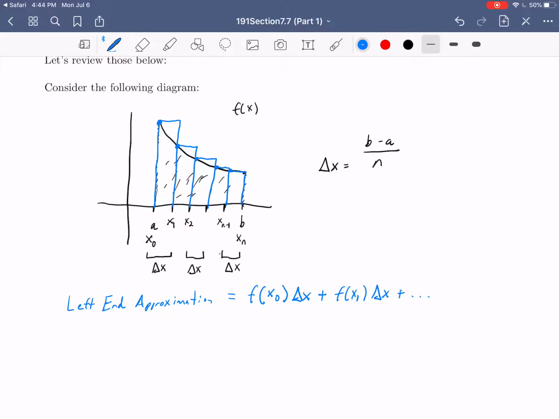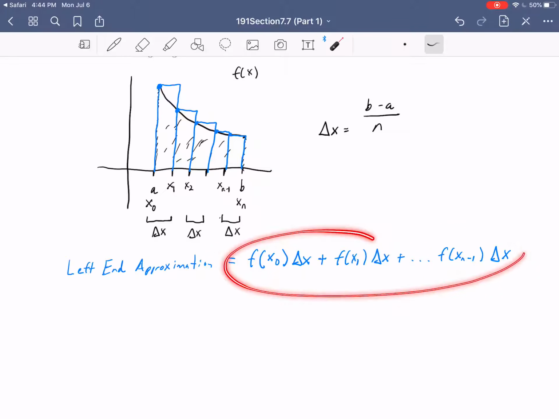And then we would continue doing that until we got to the last one. Now notice that the last one would actually be here at x n minus 1. We wouldn't use b because, since we're using the left end approximation, b would give us a rectangle that wouldn't be under the curve or in the interval we're interested in. So the last one we would actually use would be x n minus 1. So f of x n minus 1 times delta x. And that would be our left end approximation.